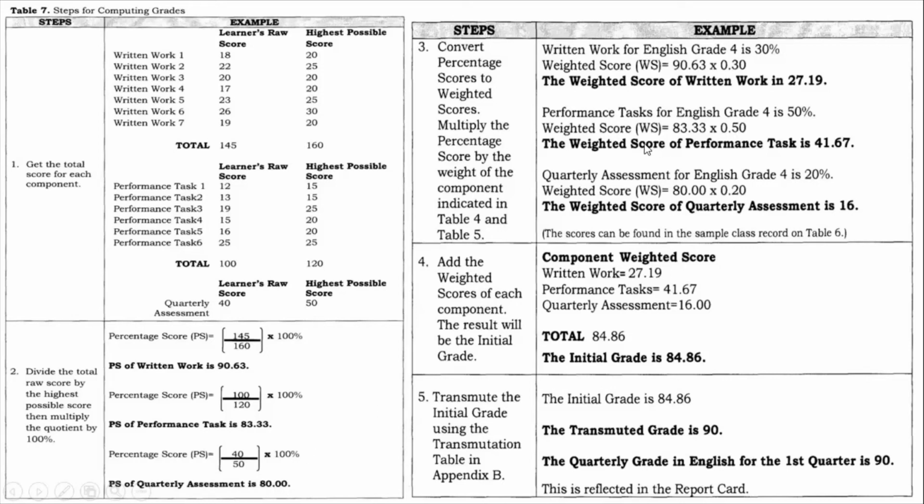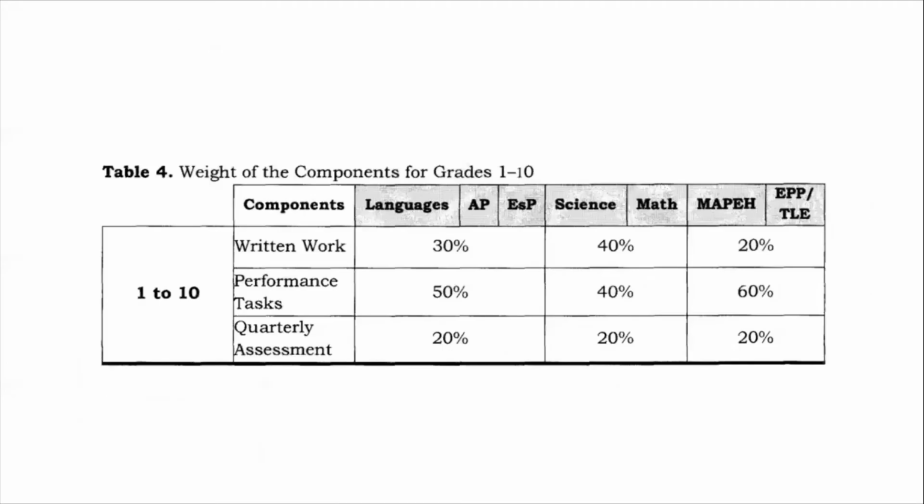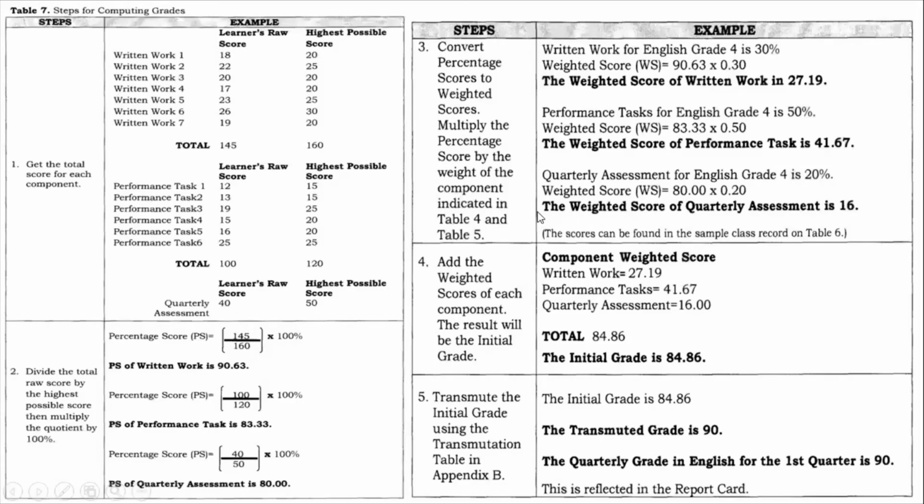After that, you convert the percentage scores to the weighted scores. When you say weighted scores, it is the percentage based on our weight components. Like for the written work for language, it's 30%, the performance task is 50%, and the quarterly assessment is 20%. So for example here, this is an English class, so the 90.633 will be multiplied by 0.30 because the written work for English is 30%. So you got 27.19 for the weighted score.